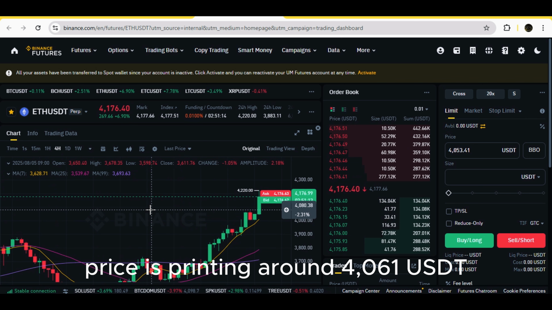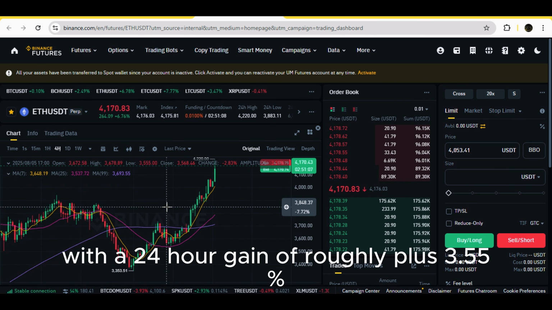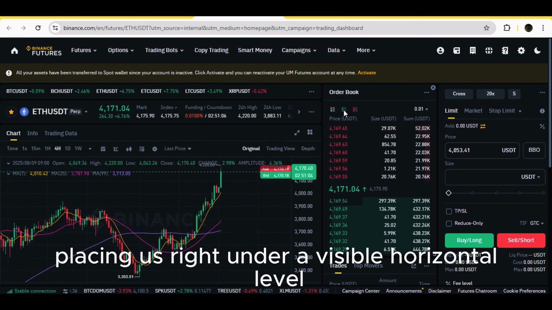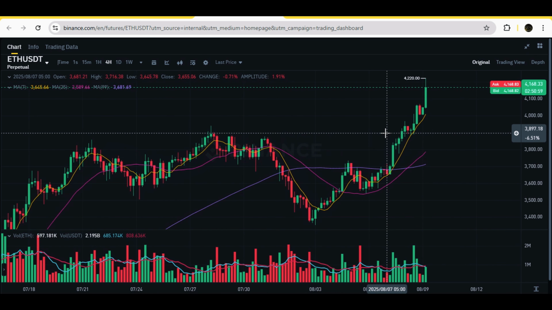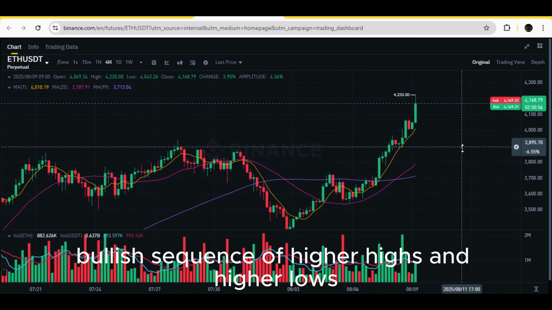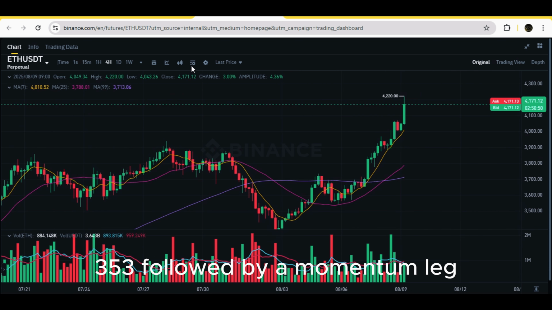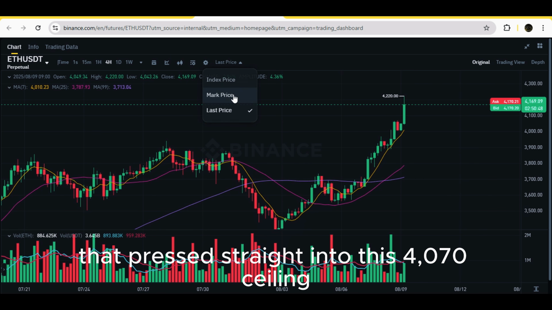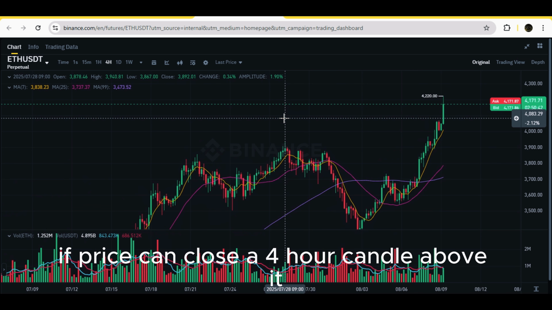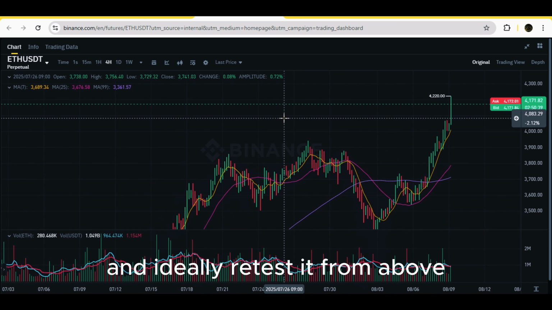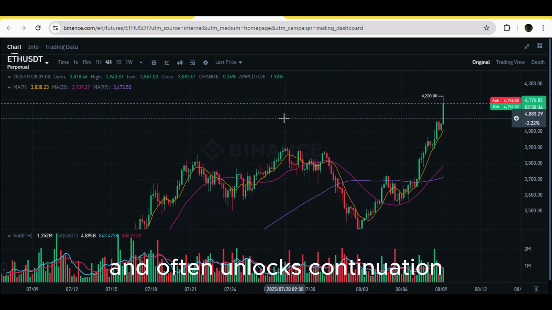Price is printing around 4,061 USDT with a 24-hour gain of roughly plus 3.55%, placing us right under a visible horizontal level at 4,070 that's acting as intraday resistance. The recent structure shows a classic bullish sequence of higher highs and higher lows from the swing base near 3,353, followed by a momentum leg that pressed straight into this 4,070 ceiling. That dotted horizontal line is crucial. If price can close a 4-hour candle above it and ideally retest it from above, it flips from resistance to support and often unlocks continuation.